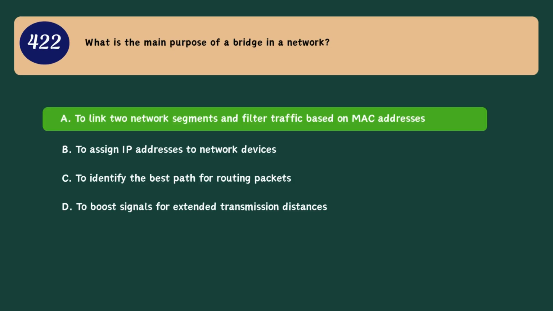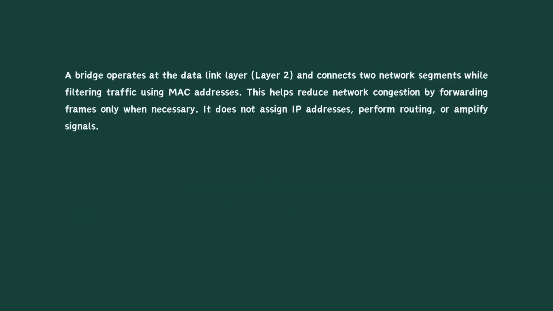Correct answer. To link two network segments and filter traffic based on MAC addresses. A bridge operates at the data link layer, layer 2, and connects two network segments while filtering traffic using MAC addresses. This helps reduce network congestion by forwarding frames only when necessary. It does not assign IP addresses, perform routing, or amplify signals.